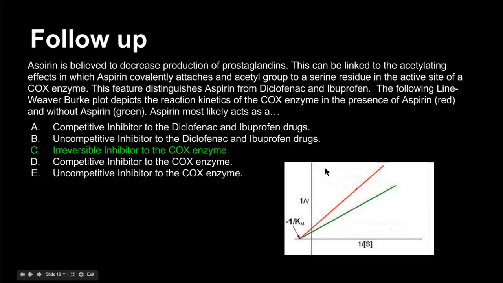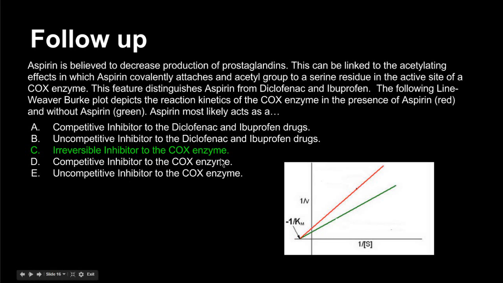And if you look, the red line is the COX enzyme in the presence of aspirin and without aspirin in green. So I think that is basically a dead giveaway. It's acting as a non-competitive inhibitor, or acting similarly kinetically to one. If you think about it, if something's irreversibly inhibited, it's going to decrease the maximum velocity of the reaction, right? And that's what happened here.